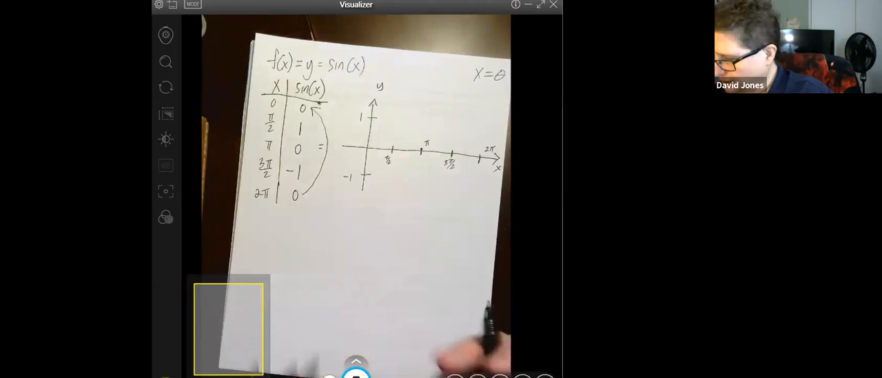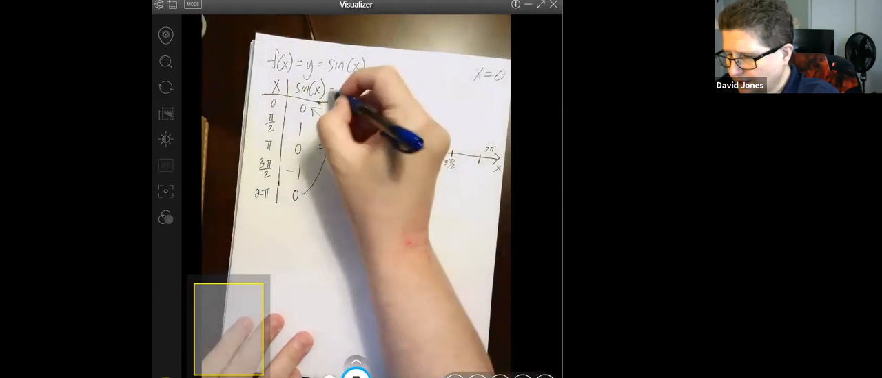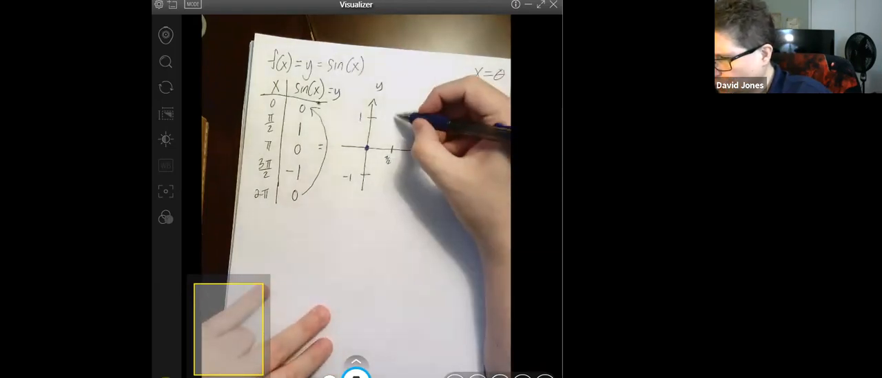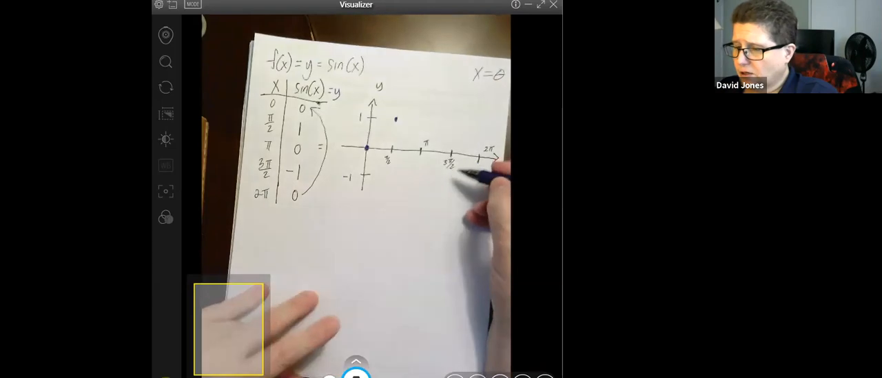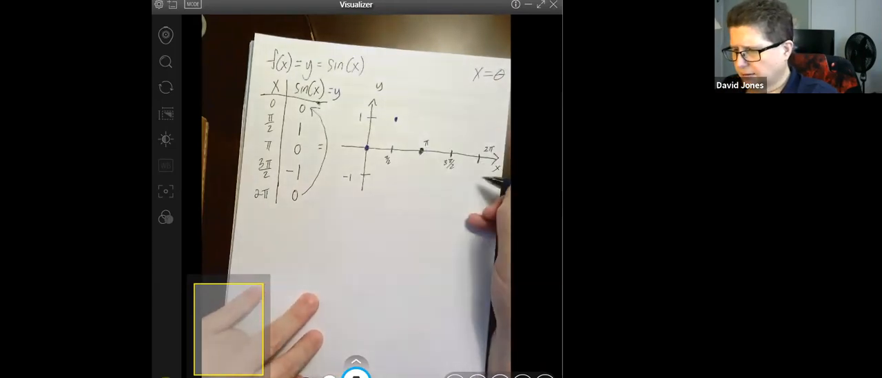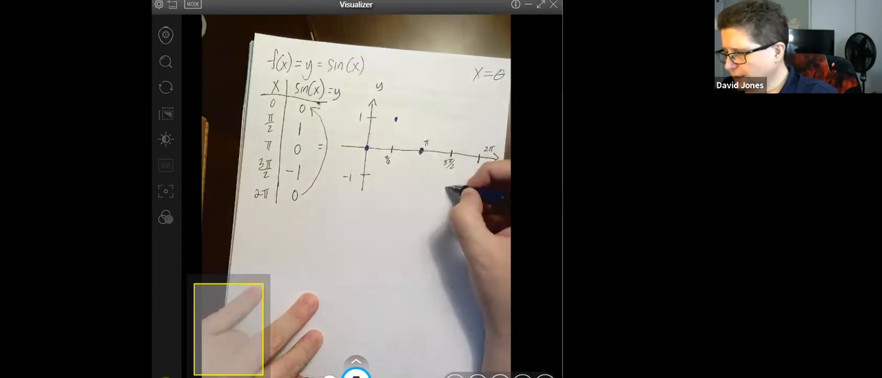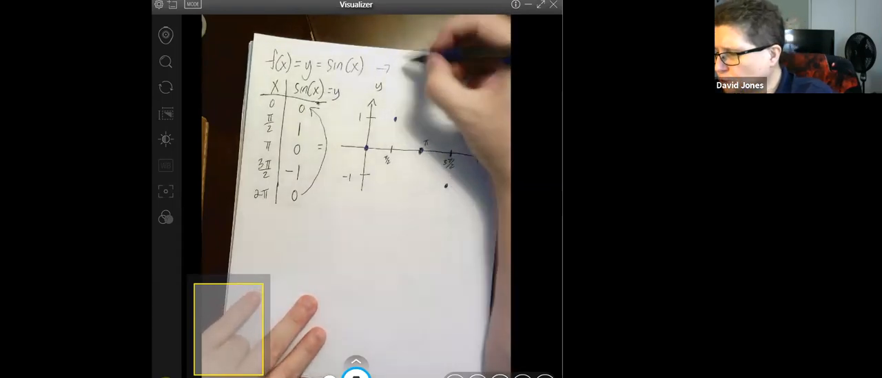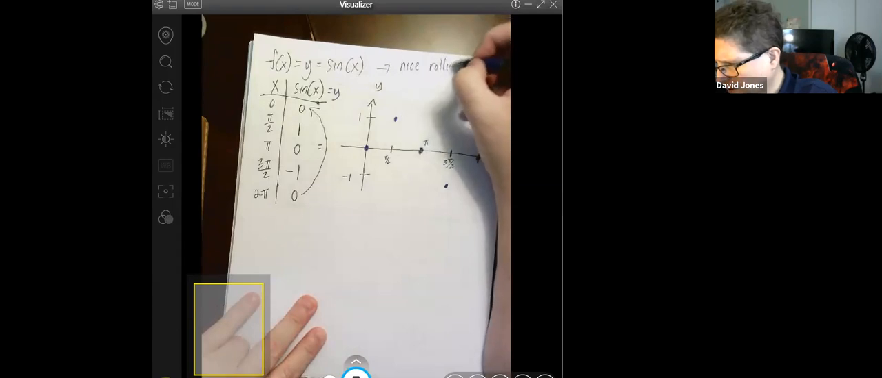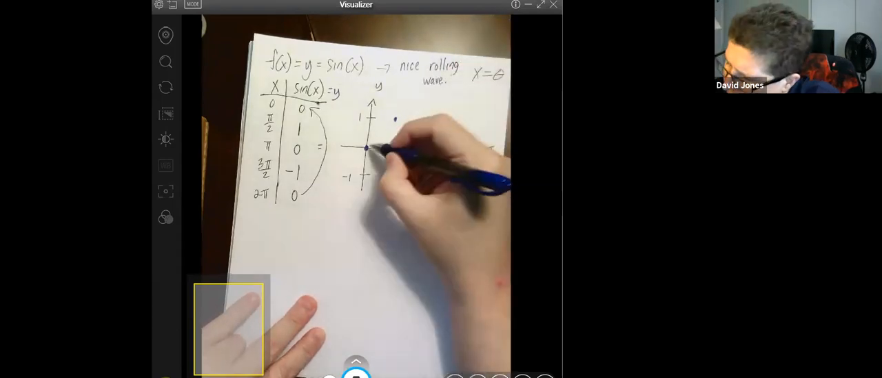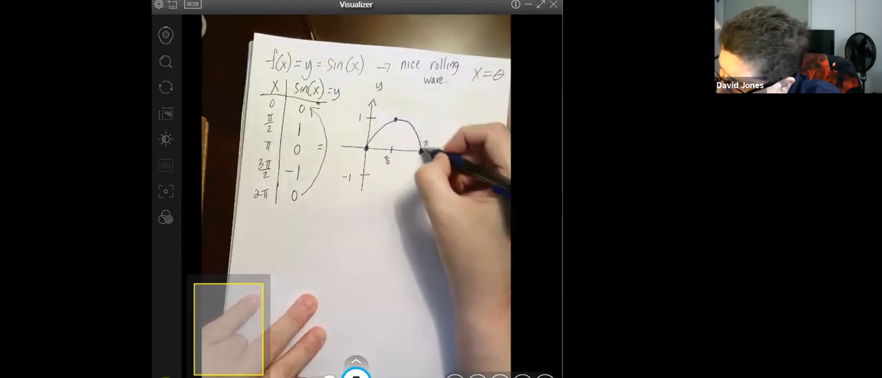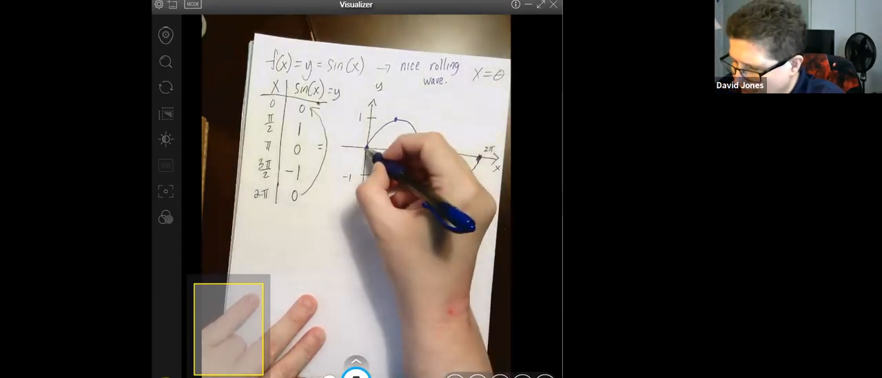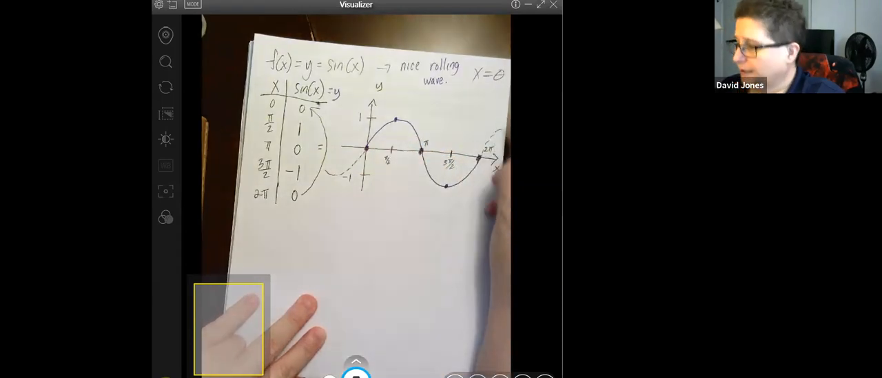The sine graph follows. This is our y value. So when x is 0, y is 0. When x is pi over 2, y is 1. When x is pi, it's 0. When it's 3 pi over 2, it's -1. And when it's 2 pi, it's 0. And this makes a nice rolling wave. And it keeps repeating. In fact, it goes that way, and it keeps going that way.